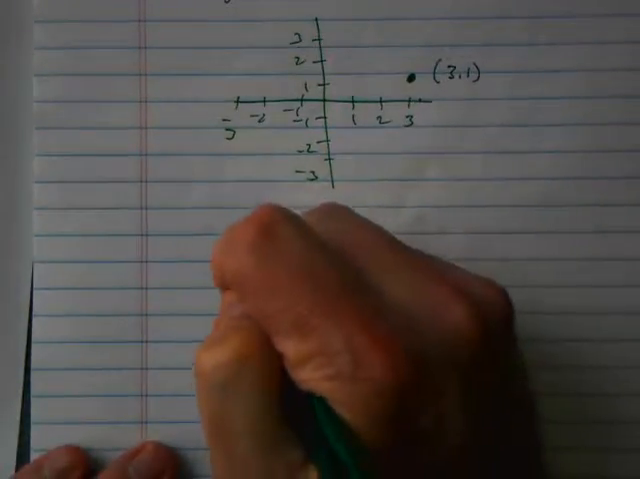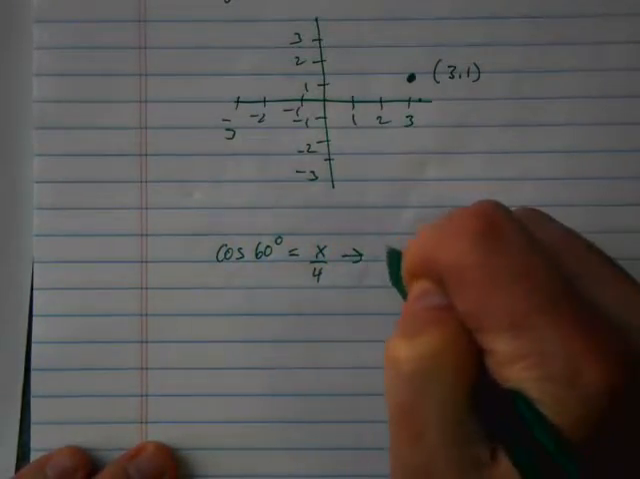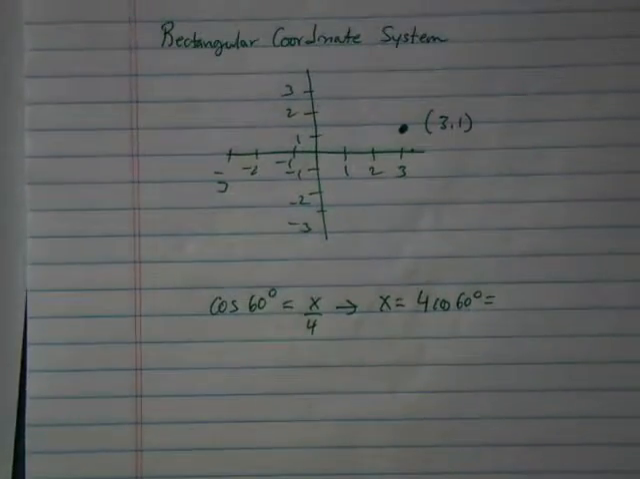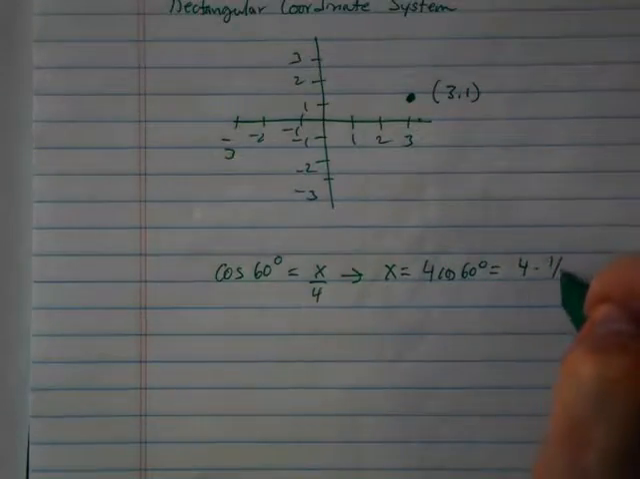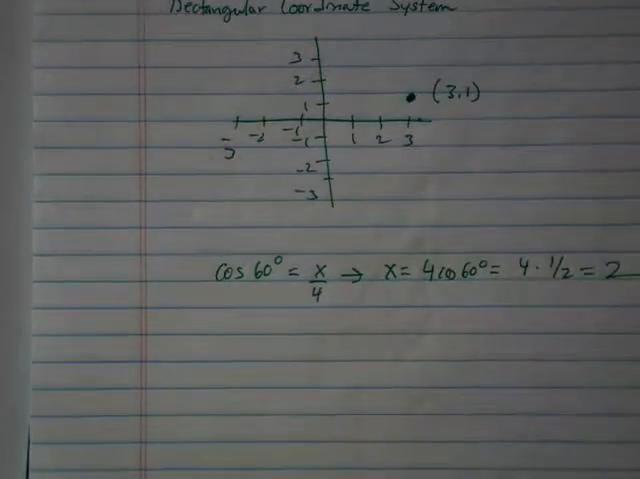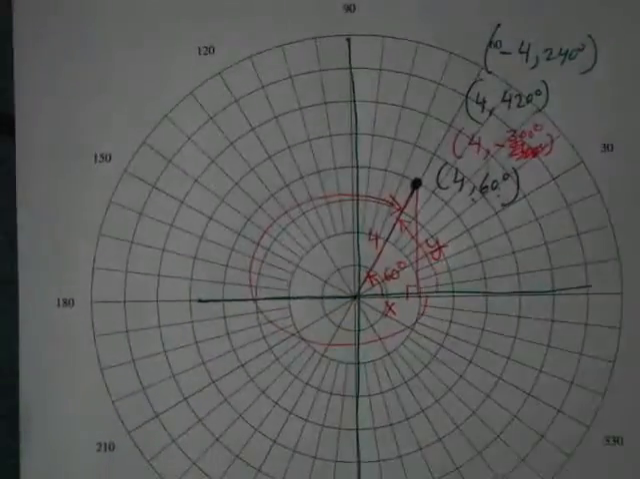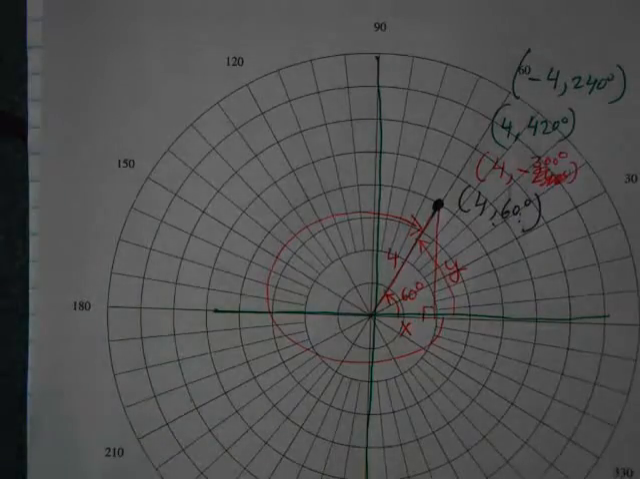So cosine of 60 degrees would be X over 4, which means X is 4 cosine of 60 degrees. And we happen to know the cosine of 60 degrees is 1/2. 4 times a half is 2. So you were right, that is 2. How would I find Y? I could use sine.